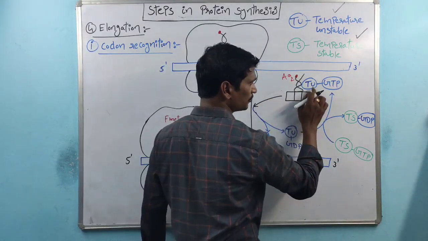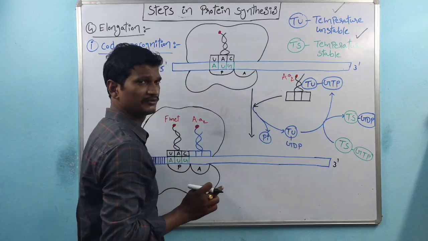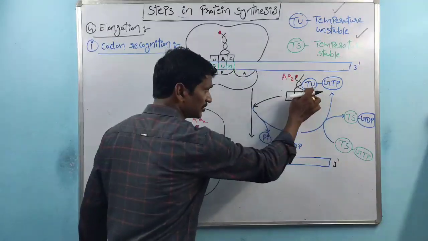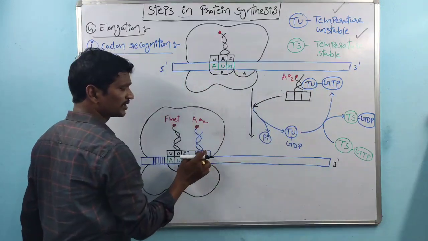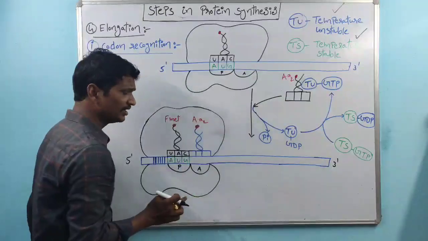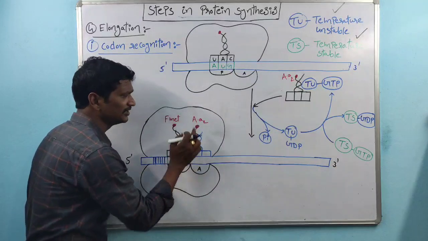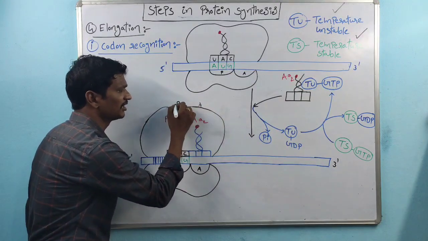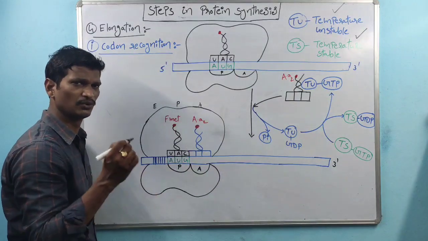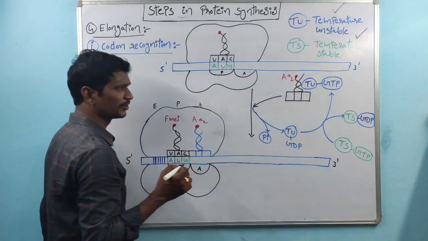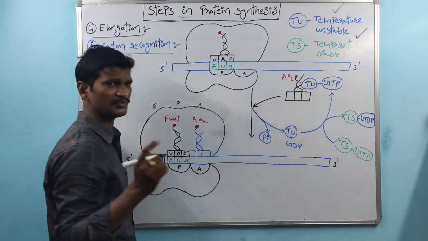So this is one of the tRNAs loaded with the amino acid. Here TU means temperature unstable factor bound with GTP. See that, TU and GTP. These two factors support the binding of the loaded tRNA at the A site. This is the A site, this is the P site, this is the E site. So the loaded tRNA binding is supported by the TU factor. The TU factor utilizes the GTP.